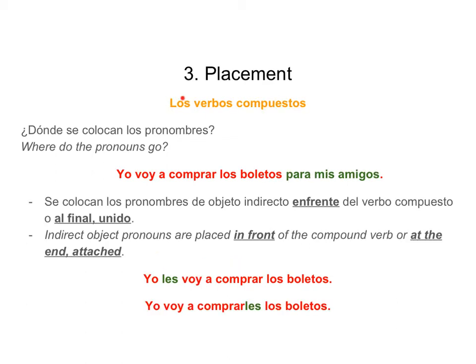If we have un verbo compuesto, or a compound verb, for example, voy a comprar, I am going to buy, we have the option to put our indirect object pronoun in front of the compound verb or attached to the end of the compound verb. So our sentence, yo voy a comprar los boletos para mis amigos, can be written two ways. Number one, yo les voy a comprar los boletos. And number two, yo voy a comprarles los boletos.